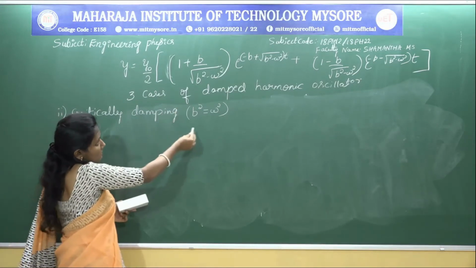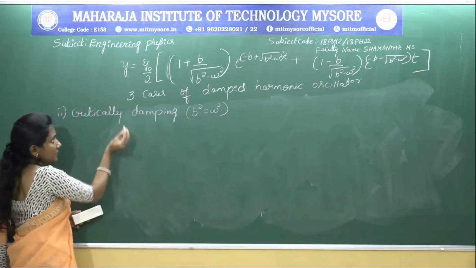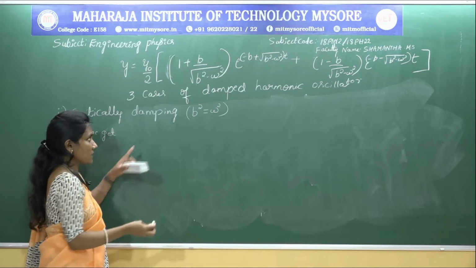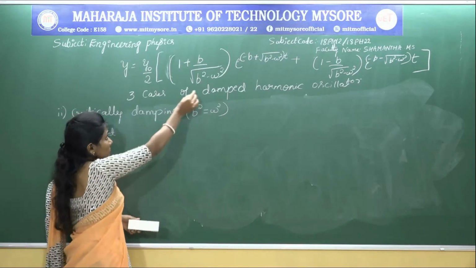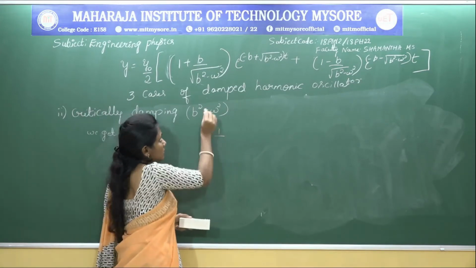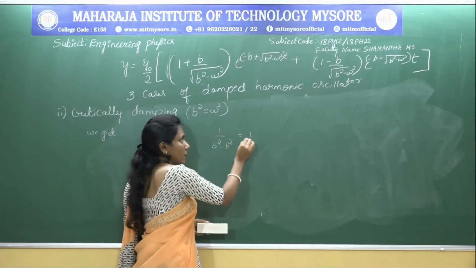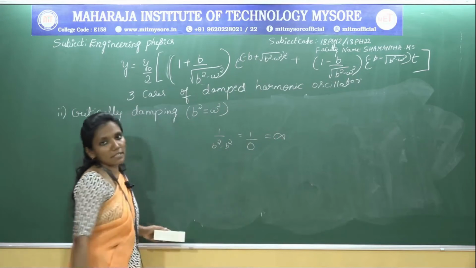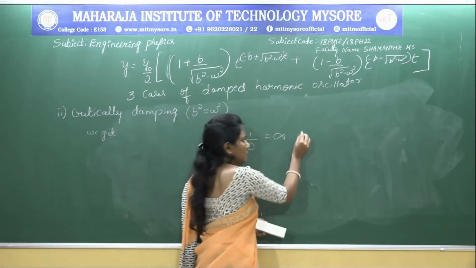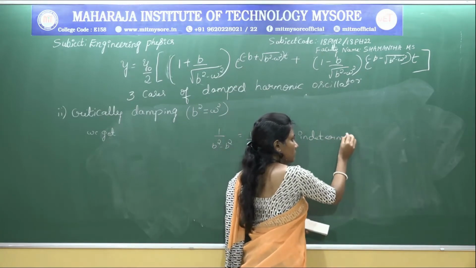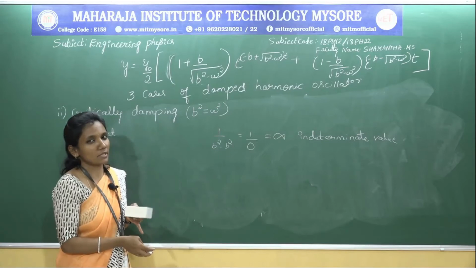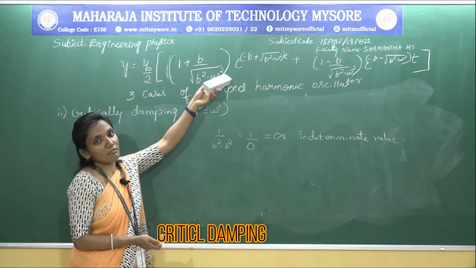When we substitute b square equal to omega square in the displacement equation, this whole term becomes 0, so we get 1 by 0, that is infinity. So the displacement equation becomes infinity. It is an indeterminate value, so we cannot find the exact solution. The displacement equation breaks down.